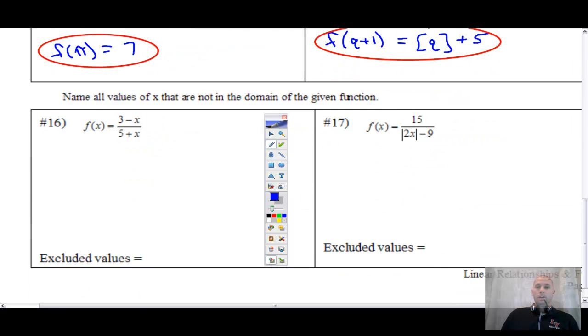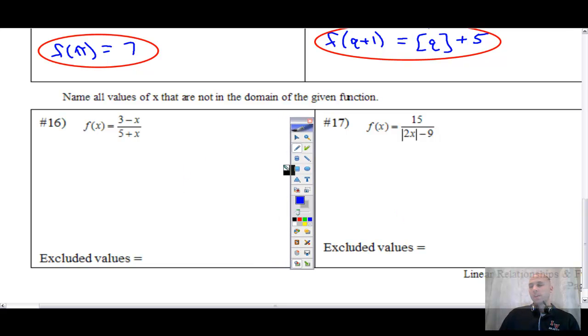16 and 17. Name all values of x that are not in the domain. So that's saying find excluded values. Excluded values come in 2 occasions. One occasion is if you have a fraction and a variable on the bottom of that fraction. Another occasion is if you have an even root radical.